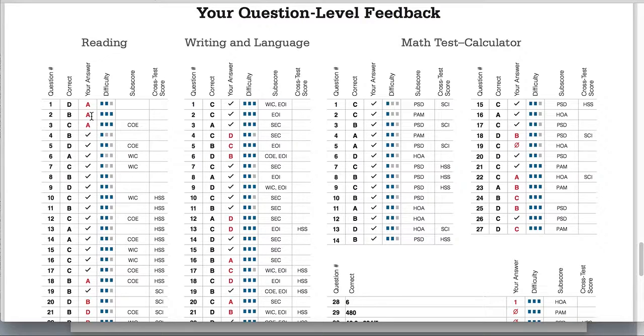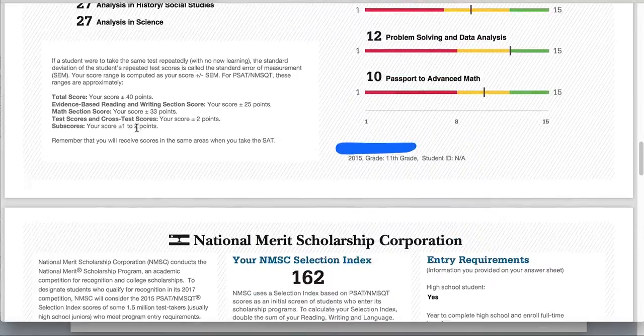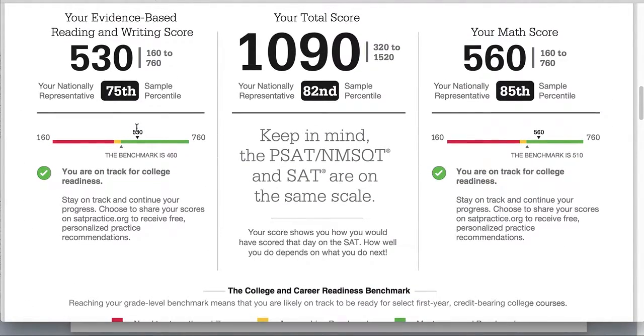That way you can see with a direct application of the skill listed, in this case command of evidence for number 3, you can see what went wrong and what command of evidence actually means. What does that question actually ask me to do? So I would recommend using it as a study tool as much as a projection of where you would be on the SAT, and thus what you should be thinking about when it comes to college admissions.